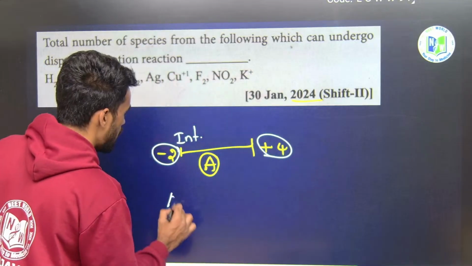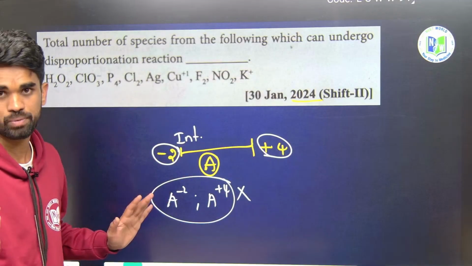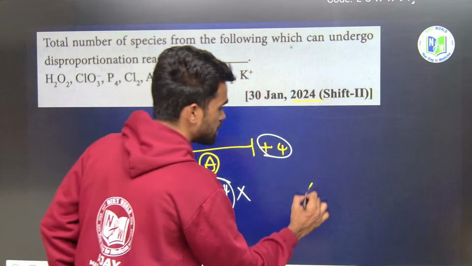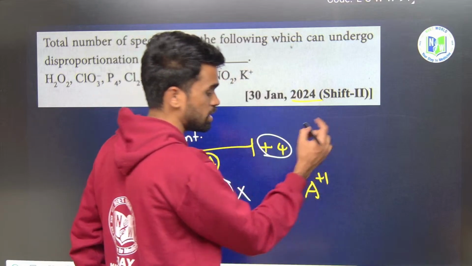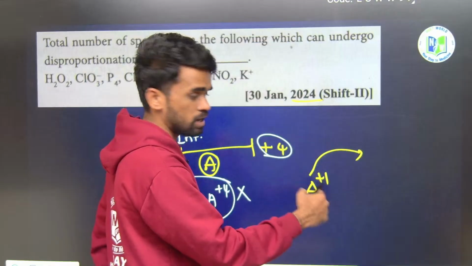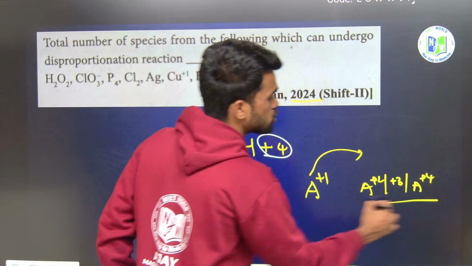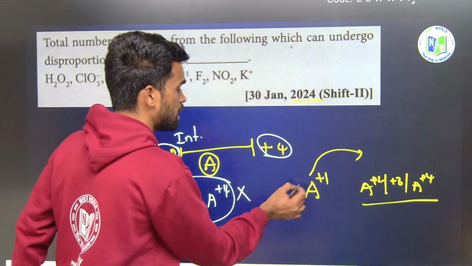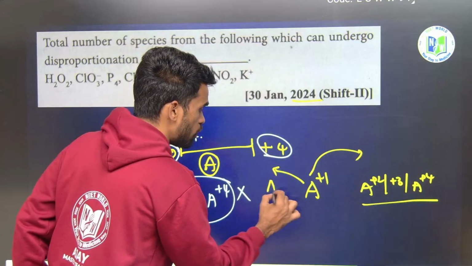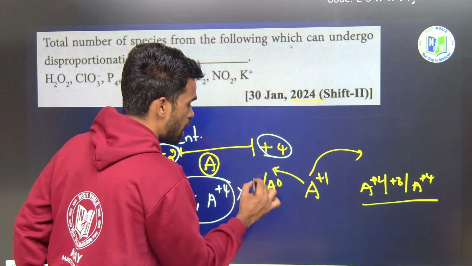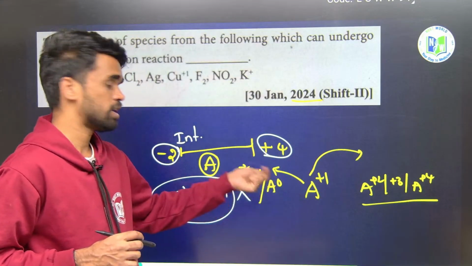For example, if I have A -2 or A +4, these two species won't show a disproportionation reaction. This is what you need to understand first. For example, this atom A has oxidation state +1, so it can undergo oxidation further by losing 1, 2 or 3 electrons, and it can show +2, +3 or +4. This is the oxidation taking place. And the same element, by gaining 1, 2 or 3 electrons, can have a neutral oxidation state, A0, or A -1 or A -2. So these are the different possible charges by reduction and by oxidation.